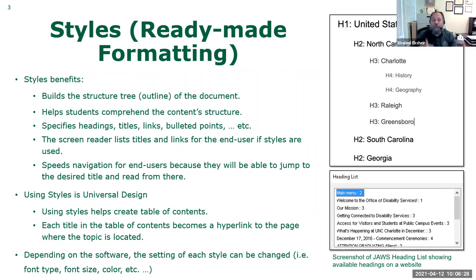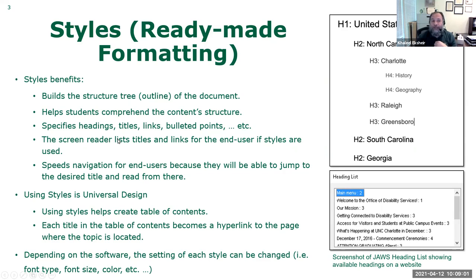Then you move to another city, for example Raleigh. We return to heading level 3, the same level as Charlotte. If you want to go deeper and talk about the history of Raleigh, that would be heading level 4, and so forth. As you build this structure, the student or end user who is using a screen reader, probably blind, will build this structure in their mind, and it will help them comprehend the topic and the content more accurately.